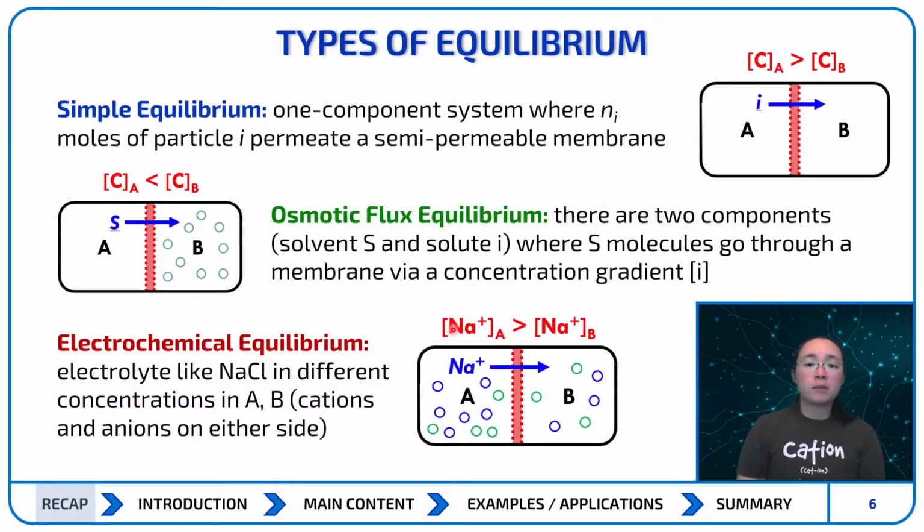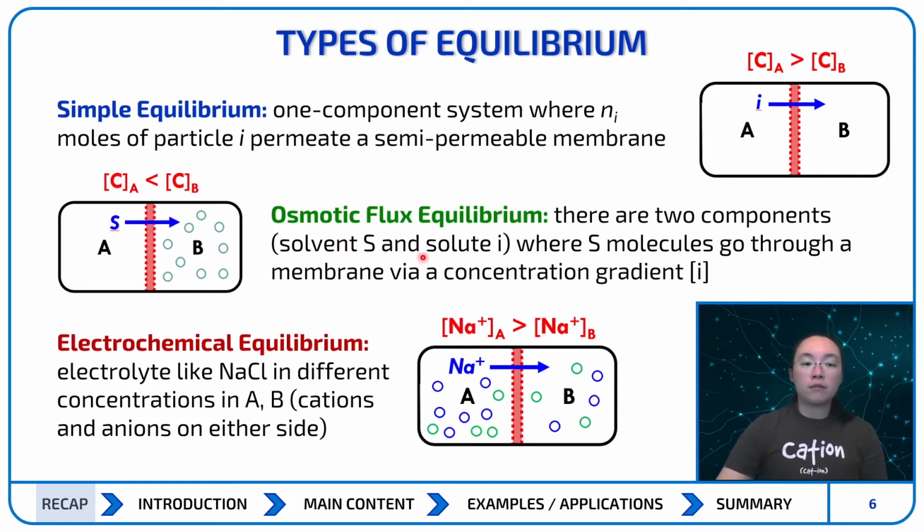Now for the different types of equilibrium. There were 3 that we looked at, plus the non-equilibrium, which I'll present on the next slide. In simple equilibrium, there's basically 2 phases: there's a higher concentration of I in A and a lower concentration of I in B. And so that ion I is just going to diffuse across the membrane from a region of higher concentration to a region of lower concentration.